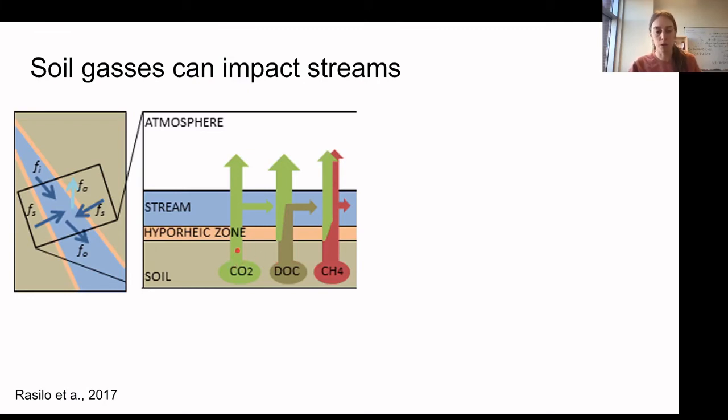Those are going to go through the hyporheic zone, that interface between the stream and the terrestrial environment or the groundwater, and some transformations might occur. For instance, this DOC, this dissolved organic carbon, might be consumed and converted to CO2. Same with methane. We might have some methane that gets converted to CO2. Either way, some of it is going to enter the stream and move downstream as a flux, and some of it will then return to the atmosphere through the stream network rather than through the soil itself.